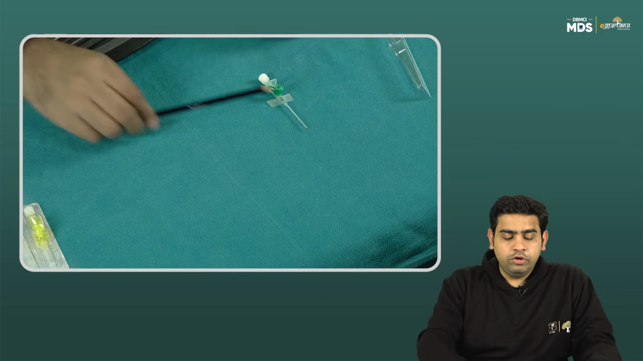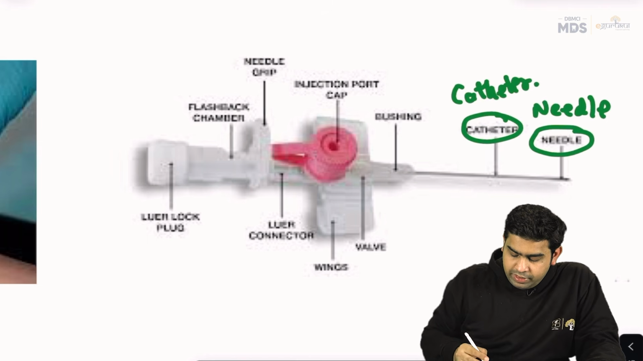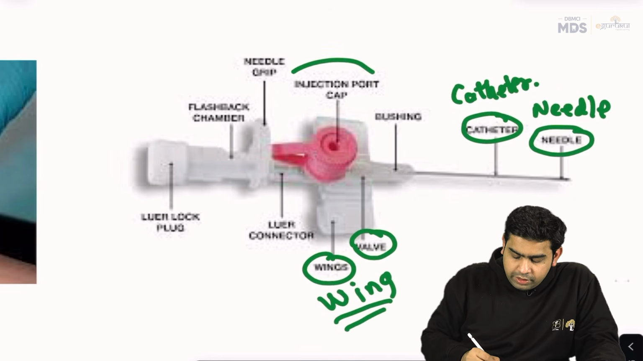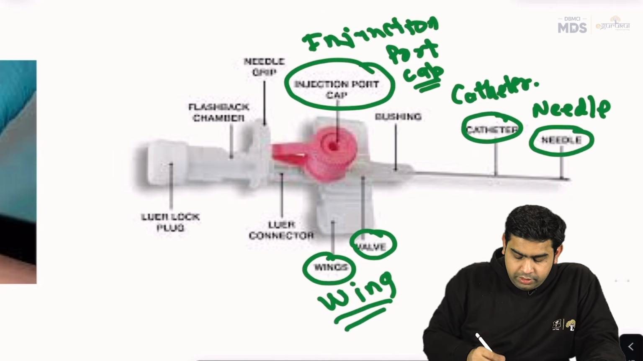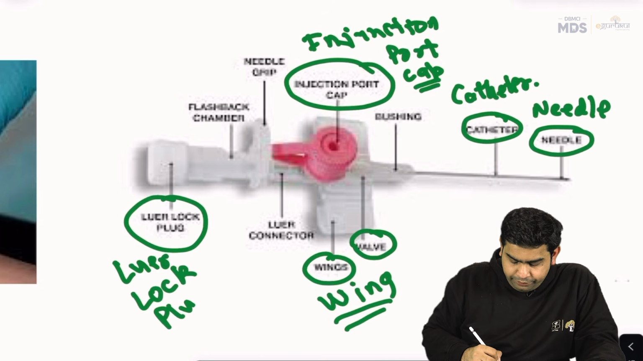Now, we talked about the needle, we talked about the catheter per se. Then what we have is the valve and the wing. Let's not cover everything. So this is the wing of the catheter. This is the injection port cap. And this is the luer lock plug.